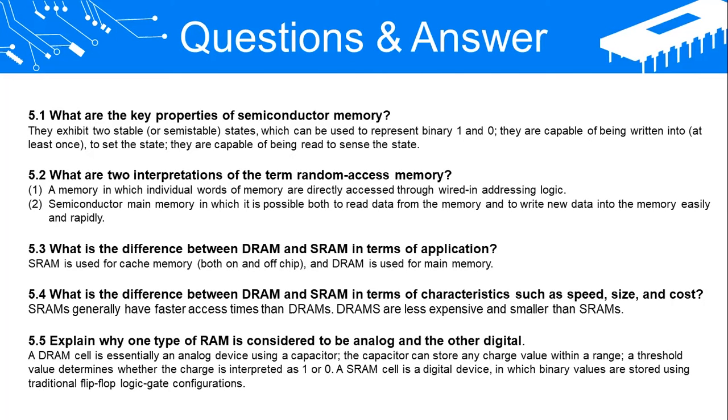The next question is, what are two interpretations of the term random access memory? The first is a memory in which individual words of memory are directly accessed through wired-in addressing logic. The second is semiconductor main memory in which it is possible both to read data from the memory and to write new data into the memory easily and rapidly. The next question is, what is the difference between DRAM and SRAM in terms of application? SRAM is used for cache memory, both on and off chip, and DRAM is used for main memory.